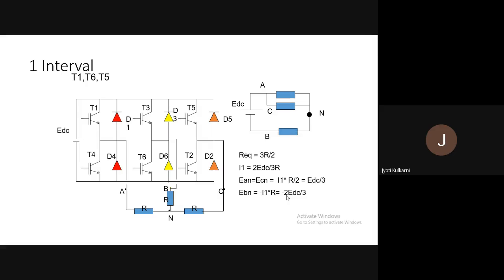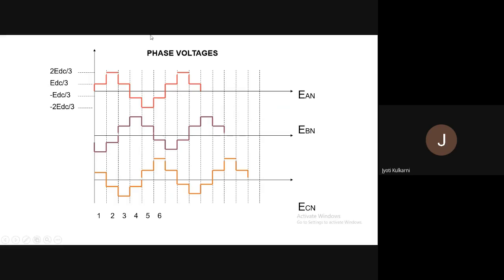One interval I have given you as a sample calculation, and then you can plot the waveform. So EAN, EBN and ECN. The plotting is: EAN is EDC by 3 in the first interval. ECN is also equal, that is EDC by 3. And EBN was negative, that is minus 2 EDC by 3. So the first level is EDC by 3 in the positive half, the second level is 2 EDC by 3 in the positive half. In the negative half, the first level is minus EDC by 3 and the second level is minus 2 EDC by 3. So level wise you can plot the waveform, and you will see the waveform has 3 steps in the positive half, 3 steps in the negative half.